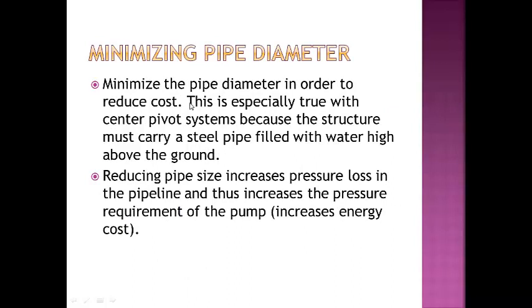So with center pivots, you want to minimize pipe diameter, and part of the reason is the structure has to hold the steel pipe with water high above the ground, so there's extra cost there. But reducing pipe size increases pressure loss, and with a pivot especially, you wouldn't want to have too much pressure loss because you're paying for it just in that one pipe, so you want to minimize your pressure loss. So with pivots, it's especially important to do the hydraulic analysis.